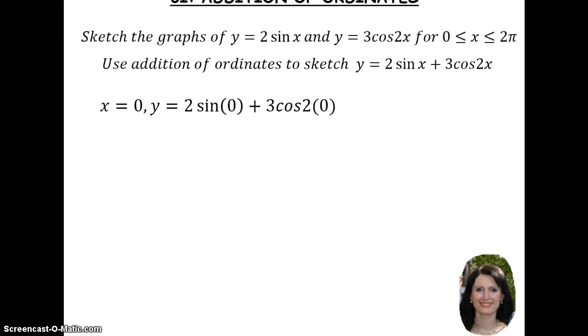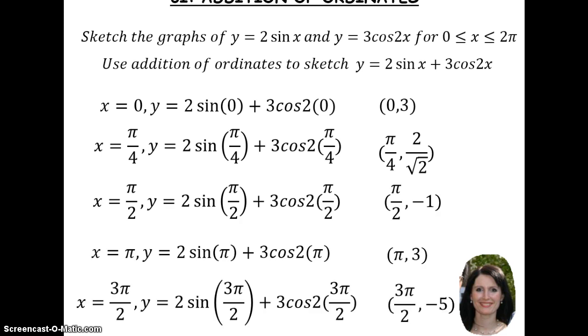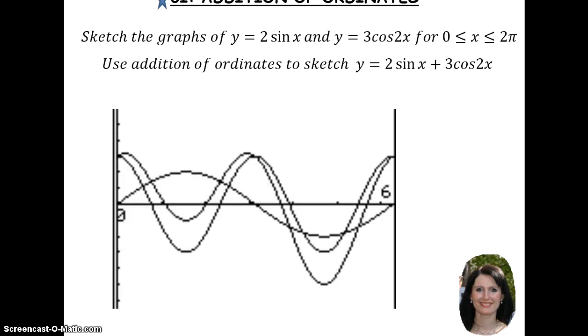Let's now put all those points together, and I'm now going to be able to sketch my graph. There it is there. I just plot in the points as I would usually. So here is 0, 3. Here is pi on 4 and 2 over root 2. Here is pi on 2 and negative 1. Here is pi and 3. Here is 3 pi on 2 and negative 5. And I've also put in 2 pi and 3.